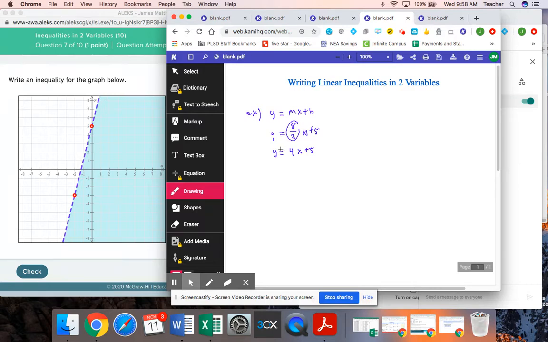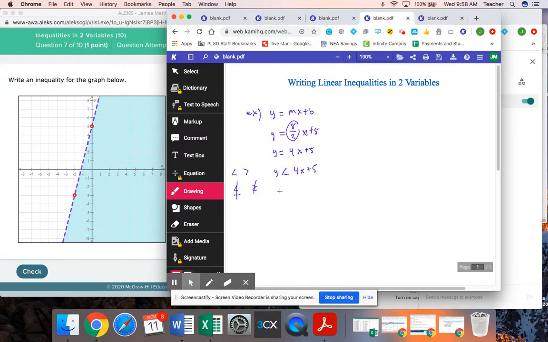Now I know it's not an equal to because I have shade, but if I look at my line, it is dotted. Dotted lines mean that you do not include the equal part. So I'm still going to have 4x plus 5. I just need to see which inequality symbol to put in here. I will not use the ones with equal to because it's dotted, and that would imply that I have an equal to. When I look at my shading, it looks like all of my shading is below my line. So for right now, I'm going to assume that all of my y's are less than this line.